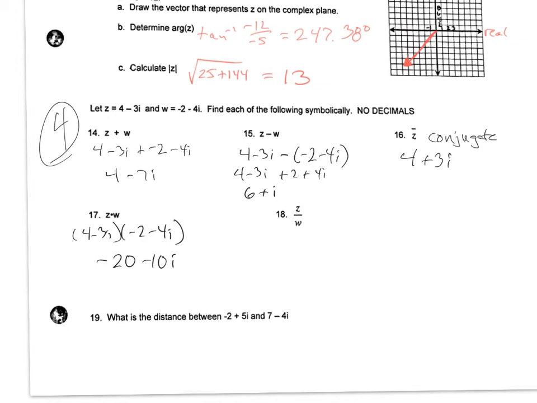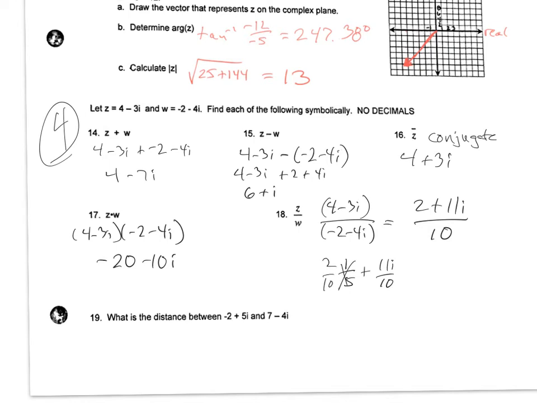There are no radicals, so we can use the calculator, but I'm going to set this up first. 4 minus 3i, put that in parentheses, divided by w, which is -2 minus 4i. That must also go in parentheses. Please write your answer as a fraction with a common denominator. So it has a denominator of 10, and this is 2 plus 11i. Remember, the i must be in the numerator. I believe your calculator will give you 1/5 plus 11i over 10. I would take that answer as well, but 1/5 is the same thing as 2/10. So that's where I got that 2 from.